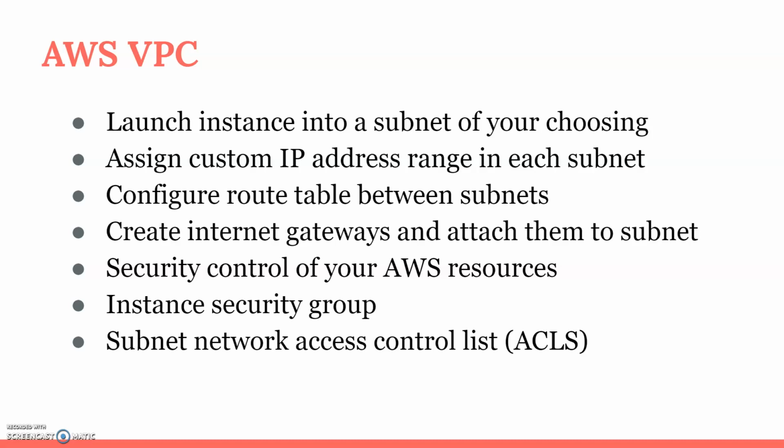Security control of your AWS, you can configure ACL over here for the security control of AWS resources. Instance security group you can create from the VPC console. The security group will be used for inside and outside traffic control. You can make a list. Subnet network access control, ACL. So ACL works on the network side, where you can control the traffic through the network subnets.